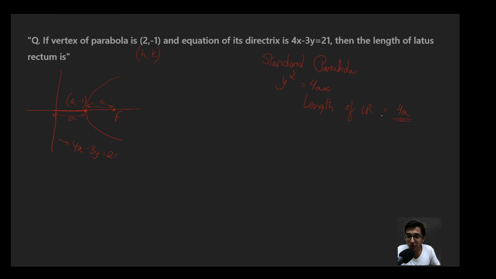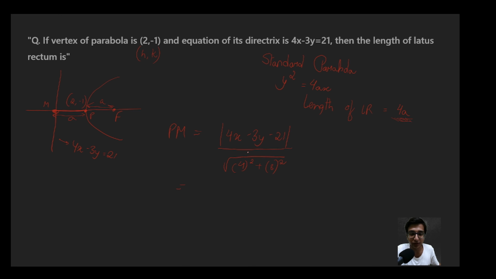Now you might be thinking that the length of latus rectum 4a is only for a standard parabola. No, this length works in all types of parabolas. So if you are able to find a, you would easily be able to find the length of latus rectum. So we simply use our straight line concept of the foot of perpendicular and the distance of a point from a line. Let's say this point is P, this point is M. So our distance PM would be equal to |4x - 3y - 21| divided by root under 4 square plus 3 square.